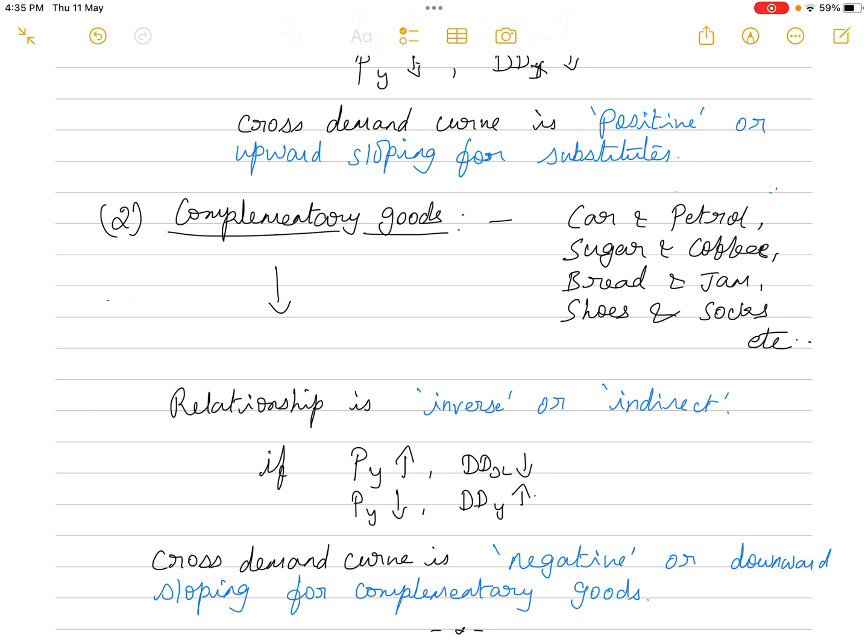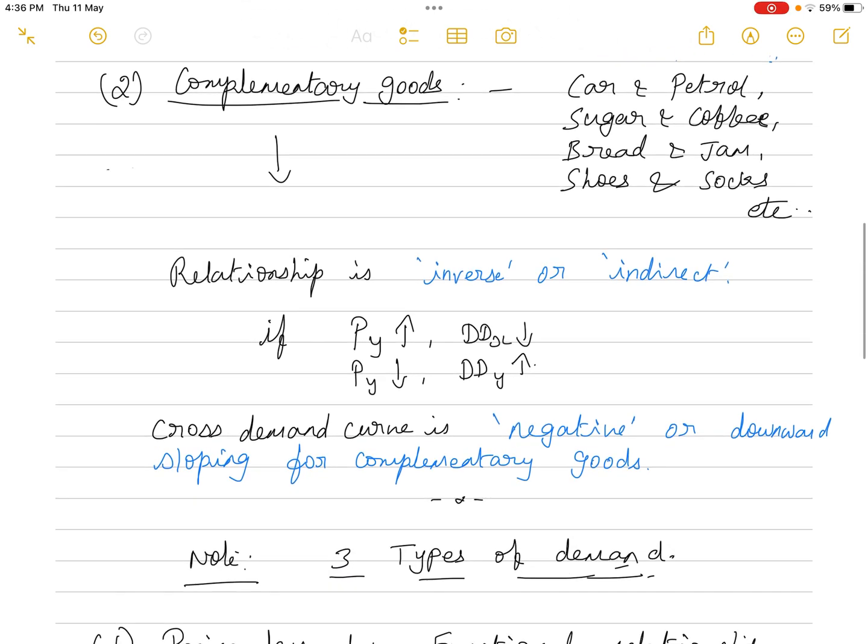Now what is the relationship here? Here the relationship is inverse or indirect, because if the price of petrol increases, the demand for cars will decrease. If the price of sugar increases, the demand for coffee is decreasing. If the price of socks is increasing, the demand for shoes is decreasing. So in complementary goods, it is inverse.